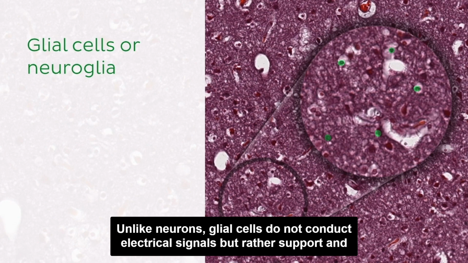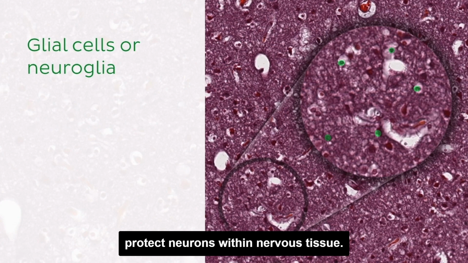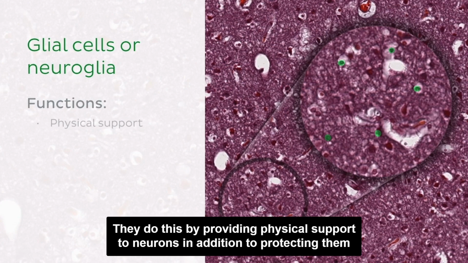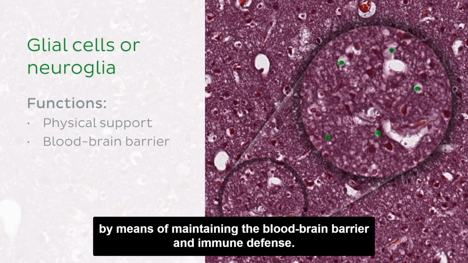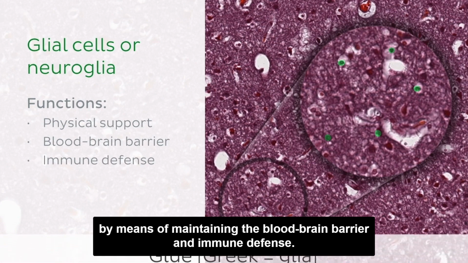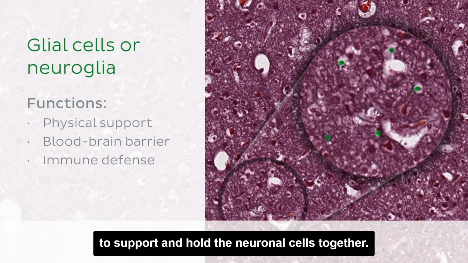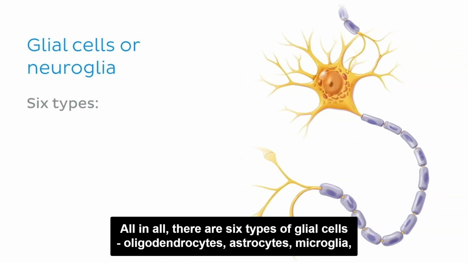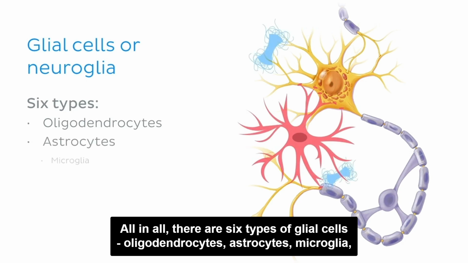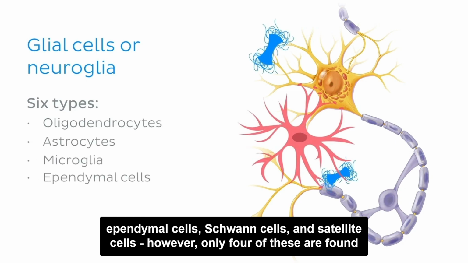Unlike neurons, glial cells do not conduct electrical signals, but rather support and protect neurons within nervous tissue. They do this by providing physical support to neurons in addition to protecting them by means of maintaining the blood-brain barrier and immune defense. The word glia is derived from the Greek word for glue, which reflects these cells' function to support and hold the neuronal cells together. All in all, there are 6 types of glial cells: oligodendrocytes, astrocytes, microglia, ependymal cells, Schwann cells, and satellite cells.